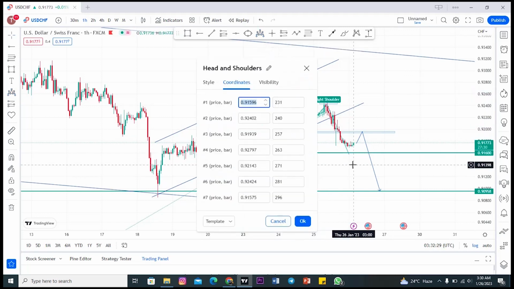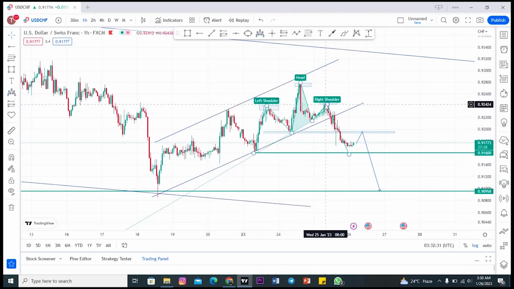So you can see price has to push all the way to the downside, because we have our left shoulder, head, and then a right shoulder right here. Now price has to move to the downside. Now price has broken out of our neckline. Here is our neckline.